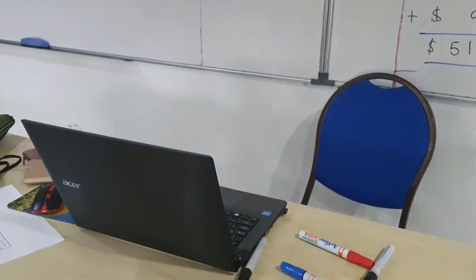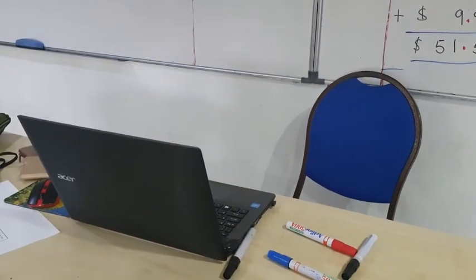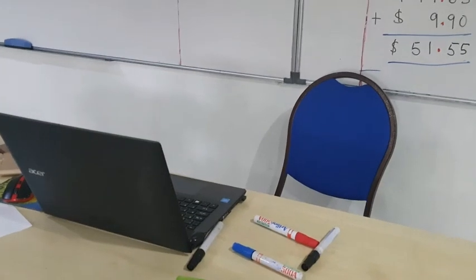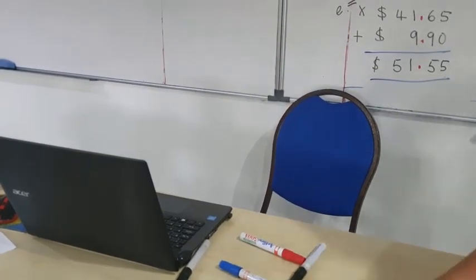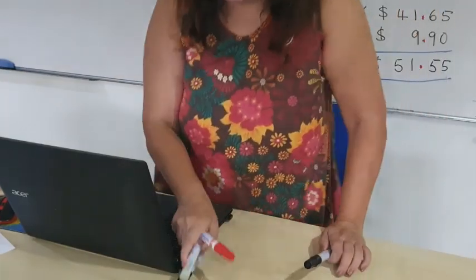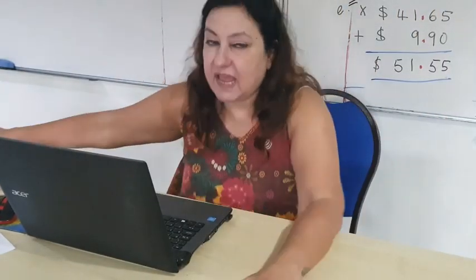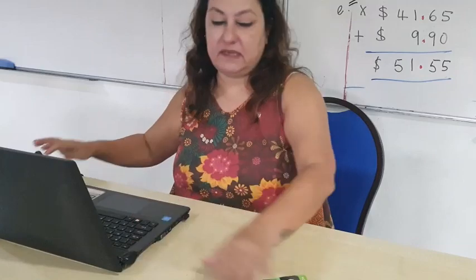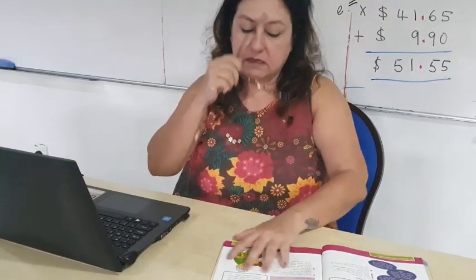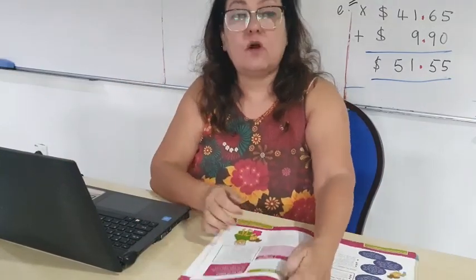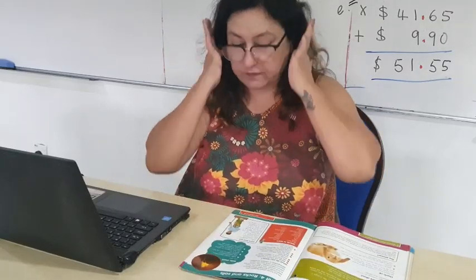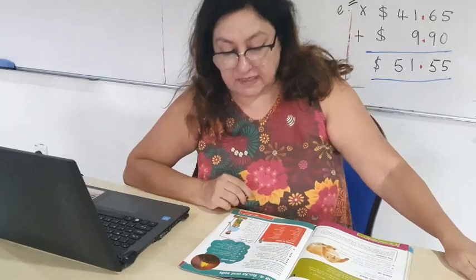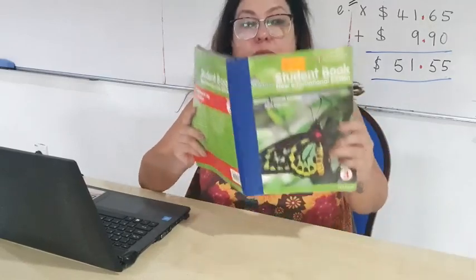We are going to read the science student book, and we are going to underline the keywords. We are starting a new topic, which is rocks and soil. This is page 53, rocks and soil, student book, page 53.